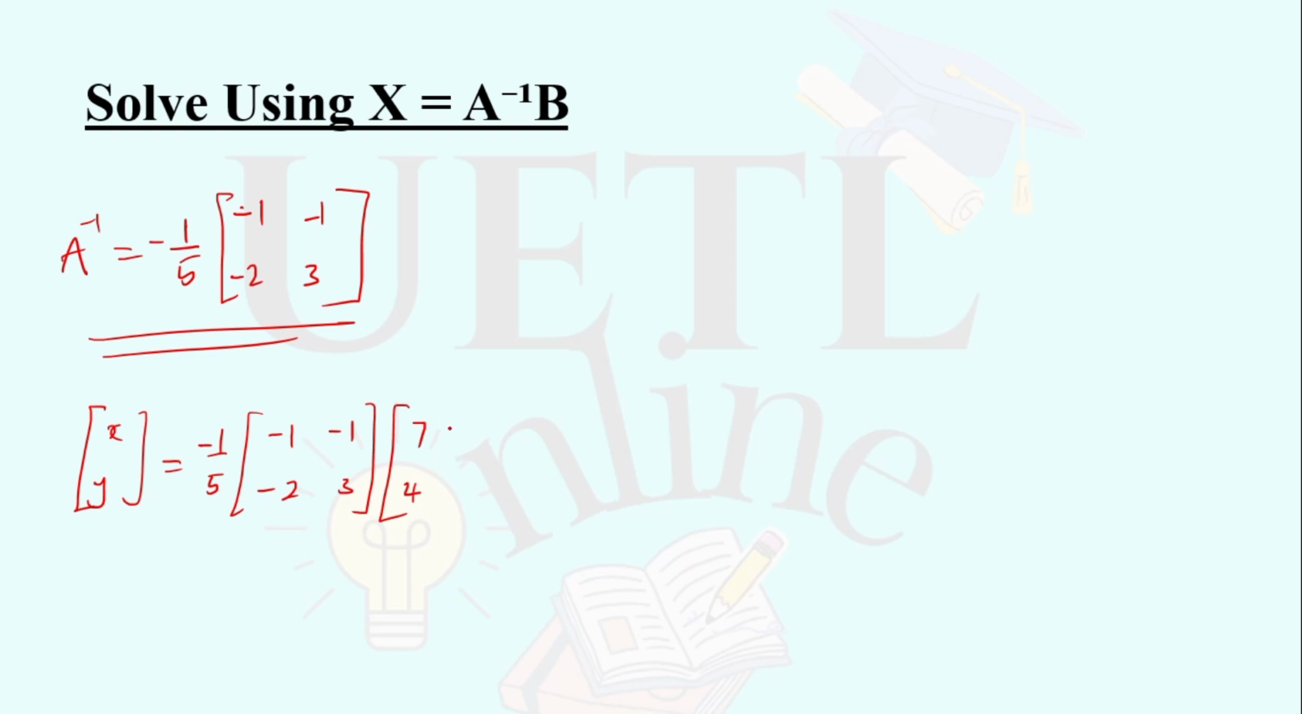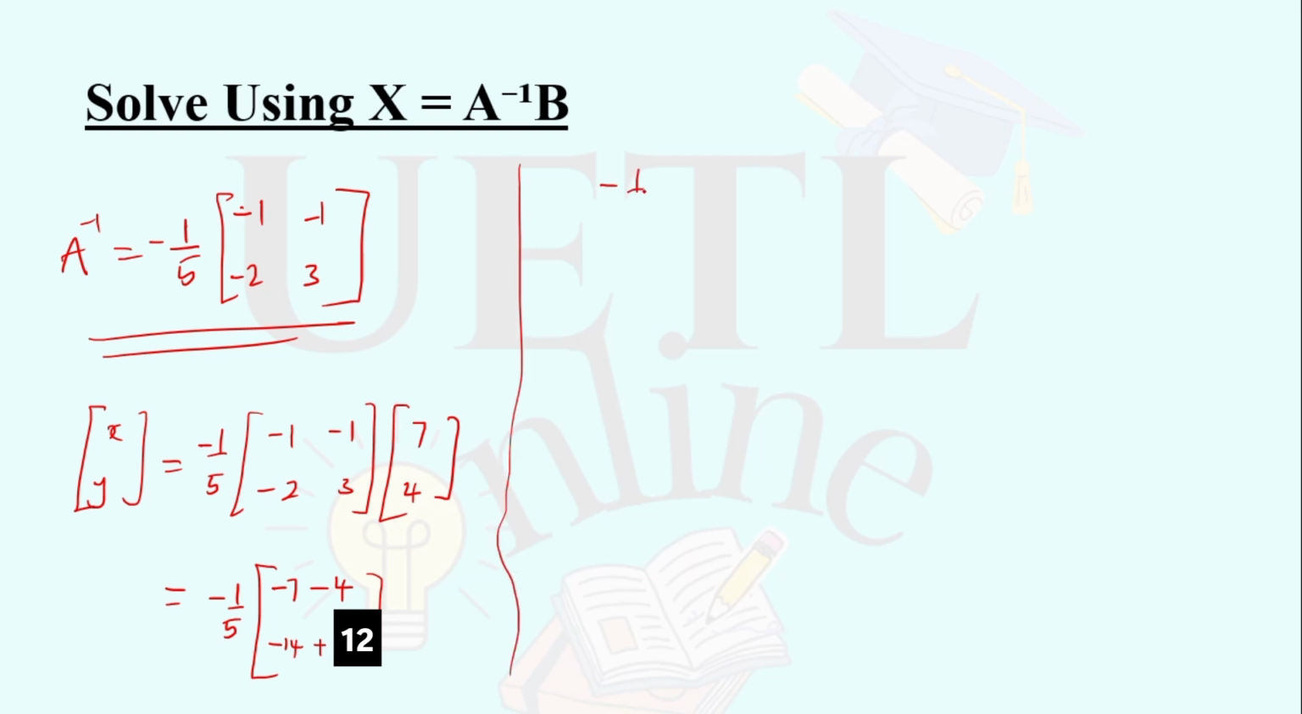Then our duty is just to multiply. To multiply, we're going to get -1 over 5. You can leave it outside, multiply this, then put it inside afterwards. So in this case, we're going to get -7, then -4. Then here, we're going to get -14, then plus 12. So this means we get our matrix as -1 over 5 times this, which is x and y. We're going to get -5, then here -11 and here -2.